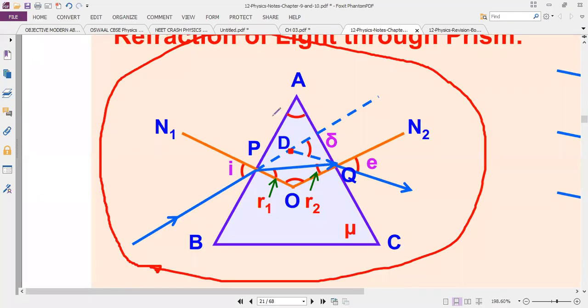Angle of prism, this one. How to take the angle of incidence: the angle between the incident ray and the normal is the angle of incidence, and the refracted ray has angle R1. Again on this side, the refracted angle is R2. Coming out is the emergent ray. The normal and emergent ray make the angle of emergence E. Incident and emergent rays both meet at a point, and that angle is delta.